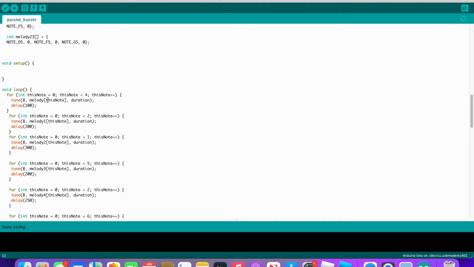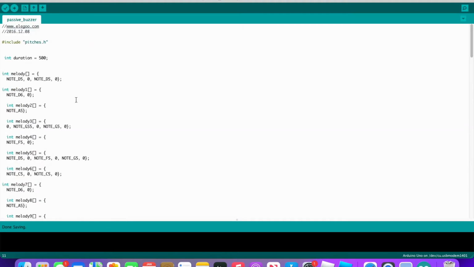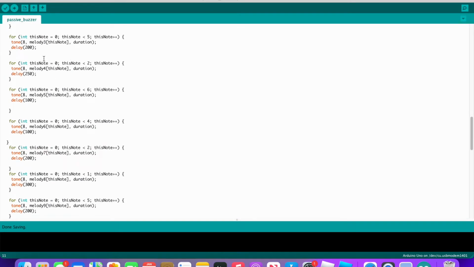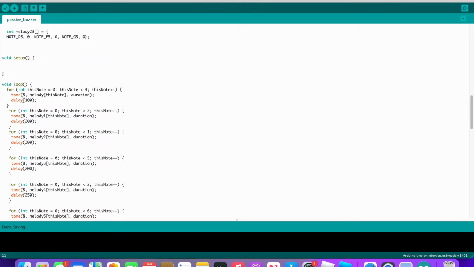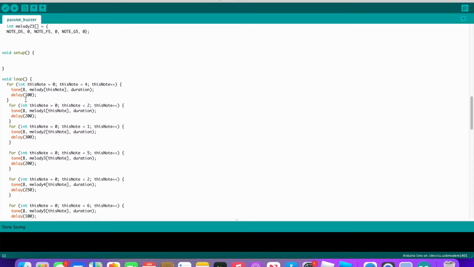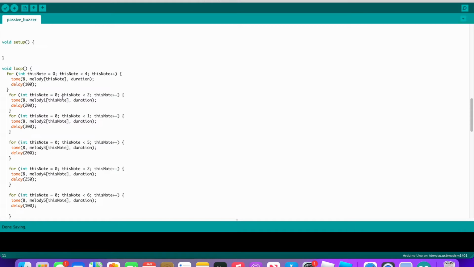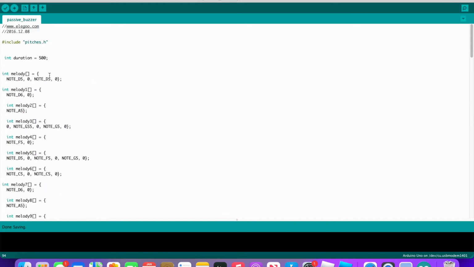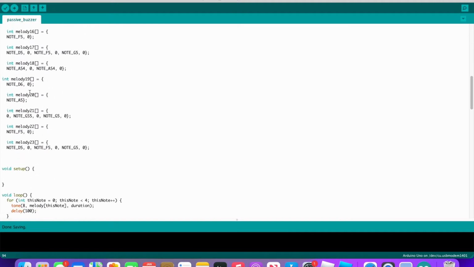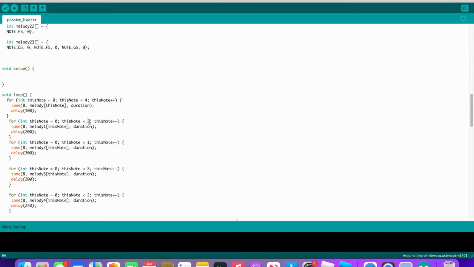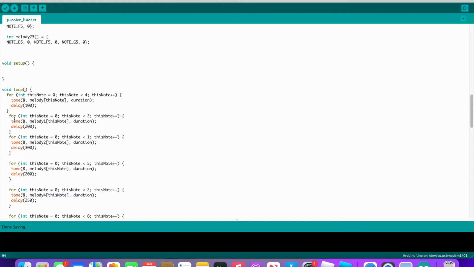So melody, this note, duration. Remember, the duration is 500 milliseconds. And then delay 100 in between, I think it was, just to make it faster. It's the exact same thing for this one, just there's only 2 notes, so I'm only going to have a 2 there. Otherwise, it would make things much more confusing than they need to be. It would just mess everything up. Melody 1 instead, delay 200, let's change that.